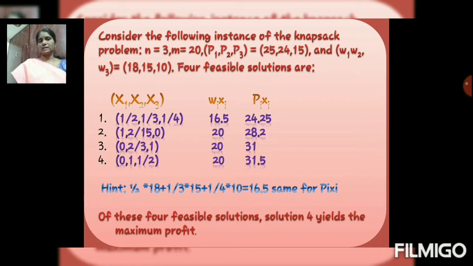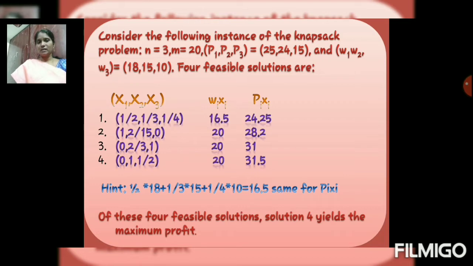They are, firstly, 1 by 2, 1 by 3, 1 by 4. On the heading we have x1, x2, x3: x1 is the portion of the first weight, x2 the portion of the second weight, x3 the portion of the third weight. WiXi is the summation of the weight, and PiXi is the summation of the profit that we have taken. If the first solution is 1 by 2, 1 by 3, 1 by 4, that is half of the first weight, 1 by 3 of the second weight and 1 by 4 of the third weight are taken. So the weight will be 16.5.